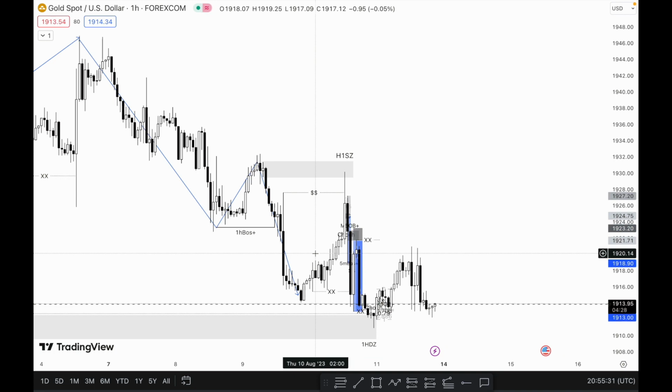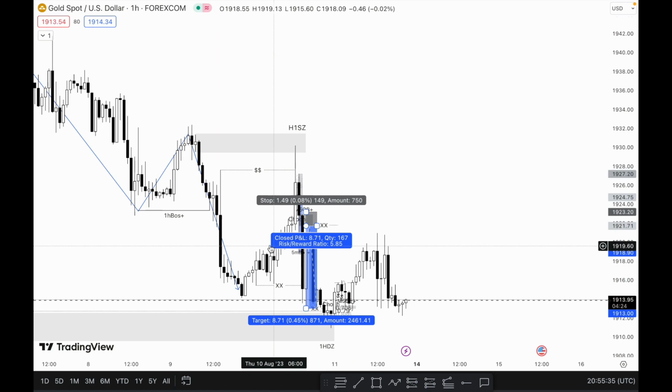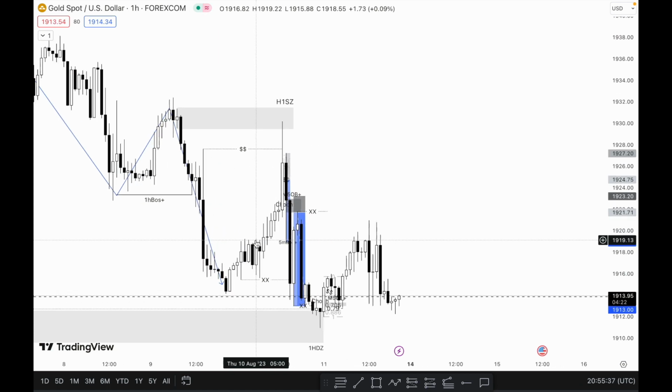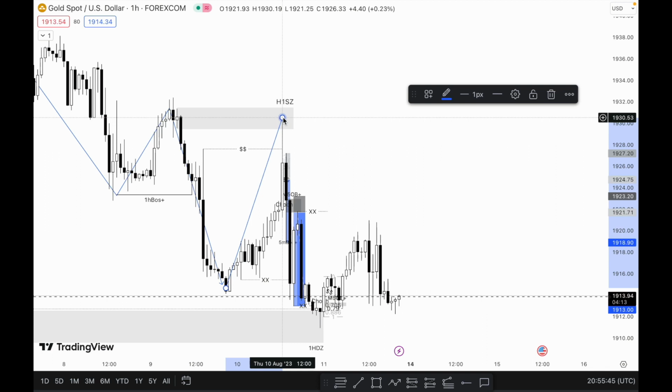So now this is my zone that I'm looking for. News came out, we had CPI news. CPI news pushed us from down here all the way up into this zone. I didn't enter on this zone because this was live with news. So I didn't take this.